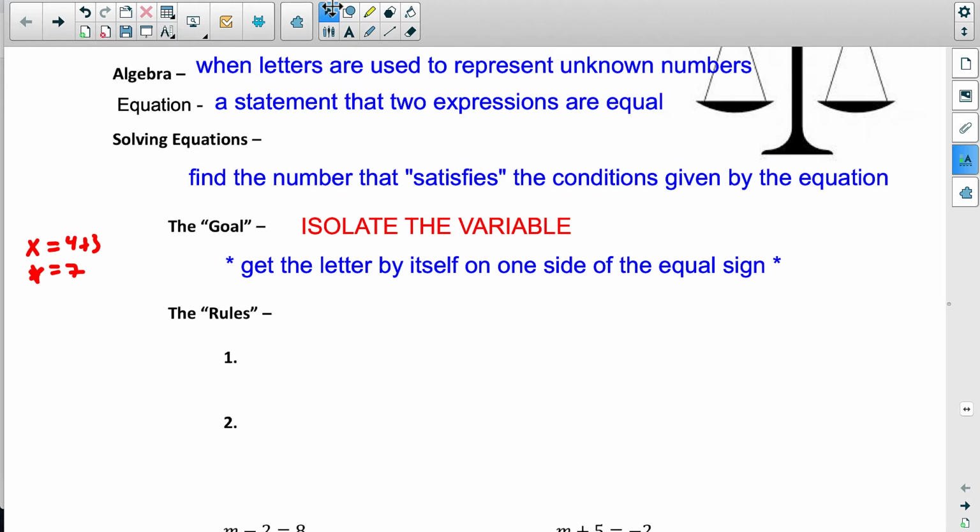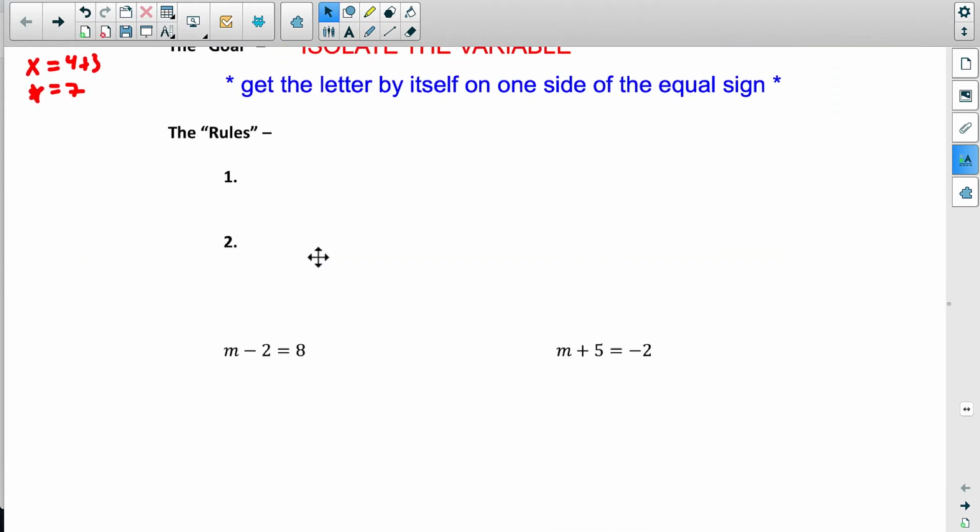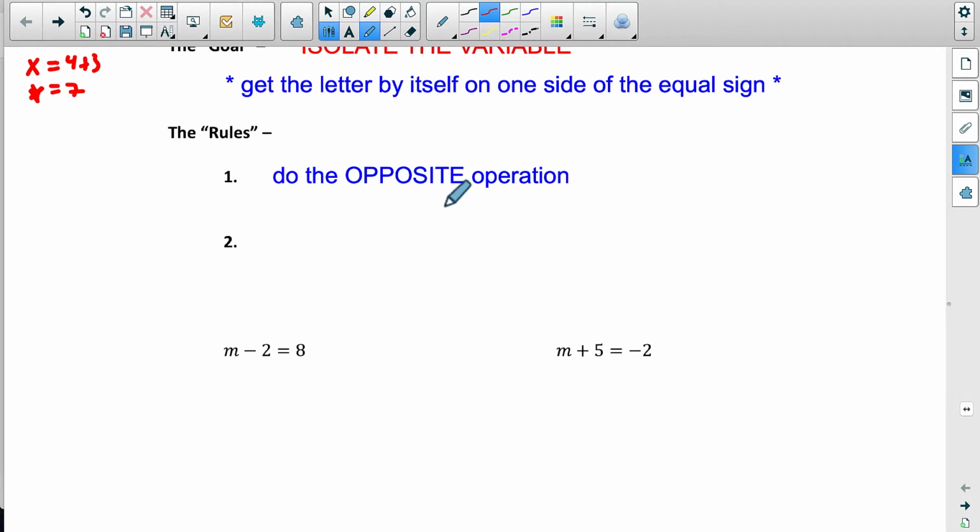Okay, now we need some rules to do it. There's basically two main rules to start. There's a few more we'll get in the future, but if you remember these two, this will get you a long way. The first rule is, do the opposite operation. What am I talking about, operations? Do you remember? We talked about this last time. Operations are add, subtract, multiply, and divide. Those are the only ones you have to worry about this year for solving equations.